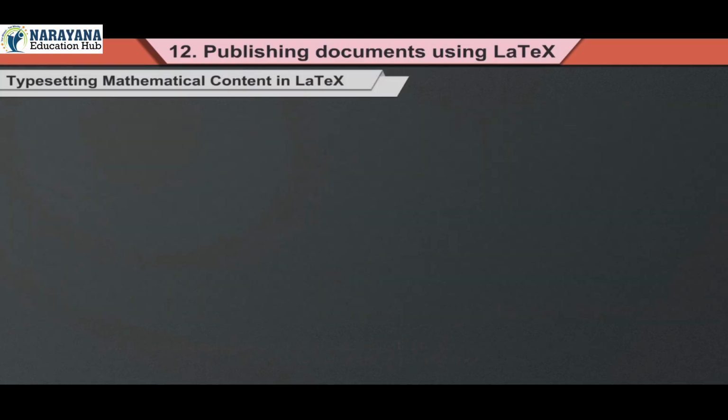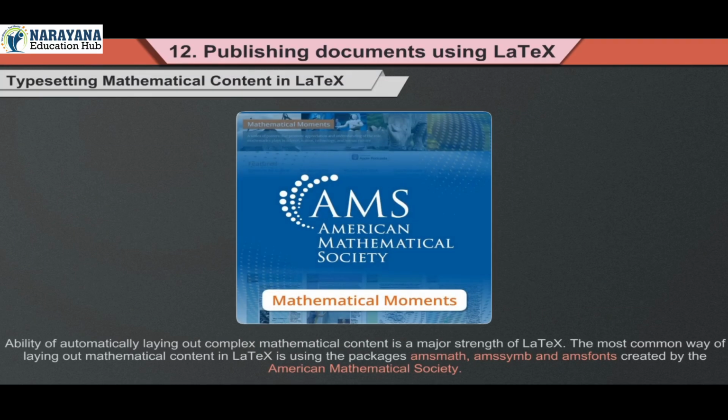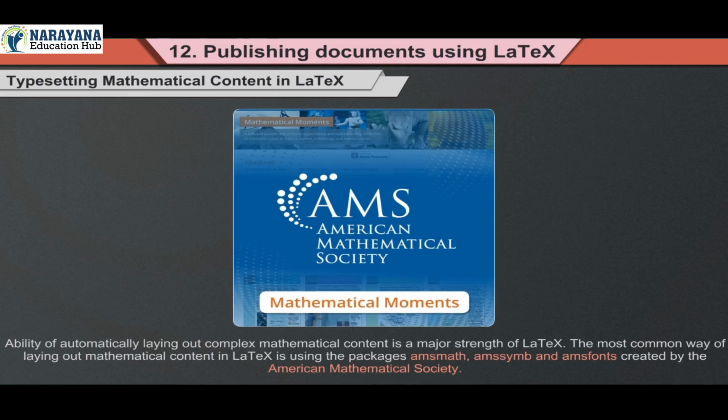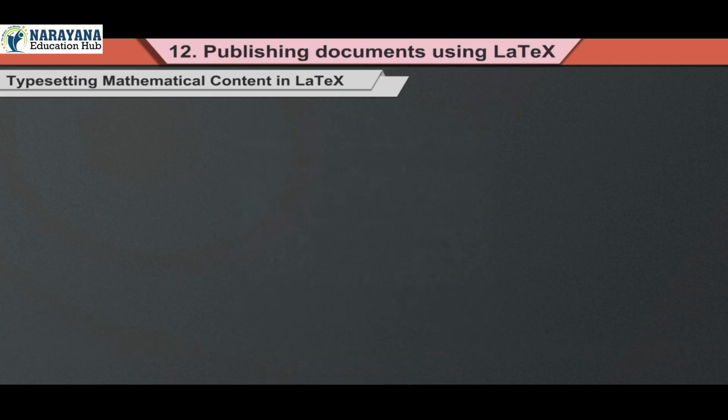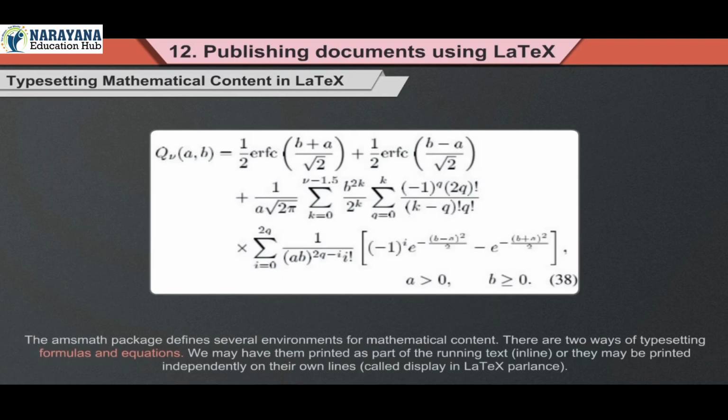Typesetting mathematical content in LaTeX. The ability to automatically lay out complex mathematical content is a major strength of LaTeX. The most common way of laying out mathematical content in LaTeX is using the packages AMSMath, AMSSymb, and AMSFonts created by the American Mathematical Society. The AMSMath package defines several environments for mathematical content. There are two ways of typesetting formulas and equations.